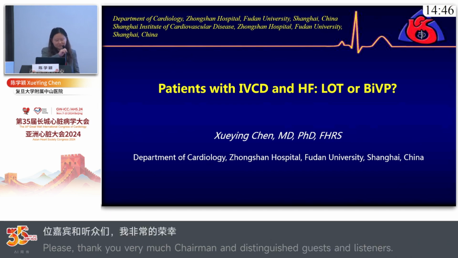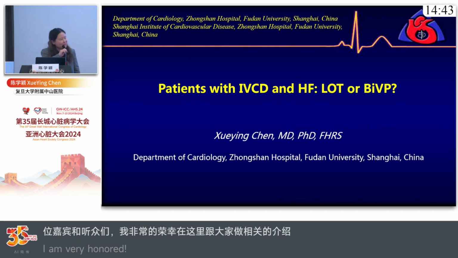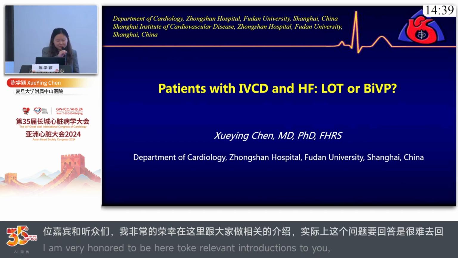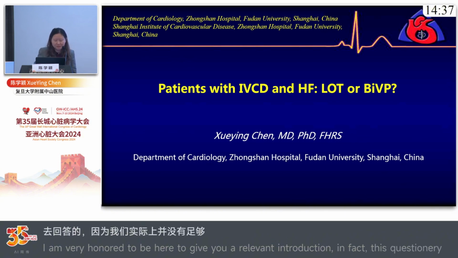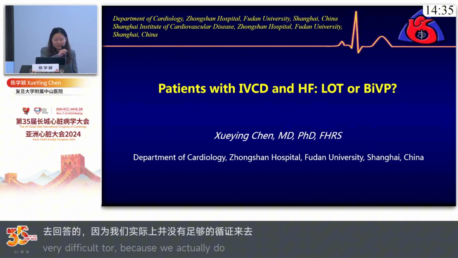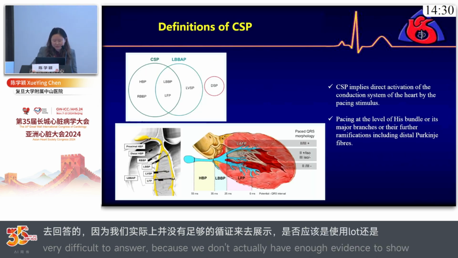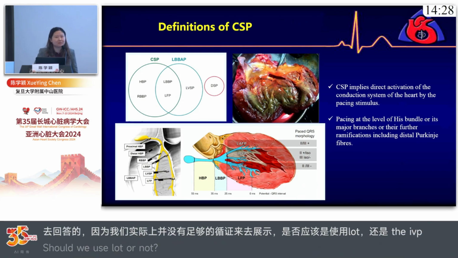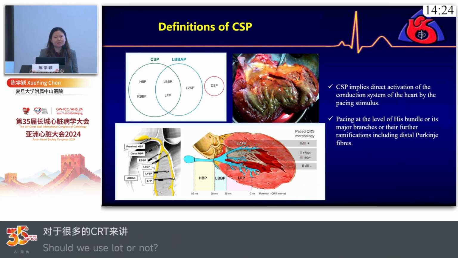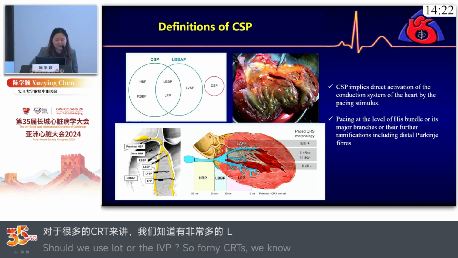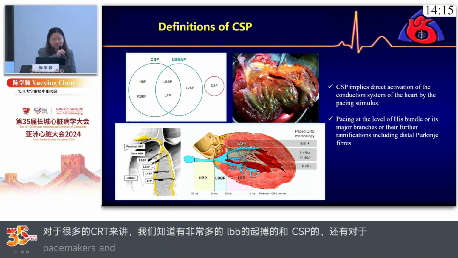It's hard to answer this question now, I think, because we don't have enough evidence to show whether LOT-CRT is better than BiVP CRT. So for the LOT-CRT, we know that it's LBB pacing together with CS lead LV pacing. So for the LOT-CRT, let's introduce CSP first.